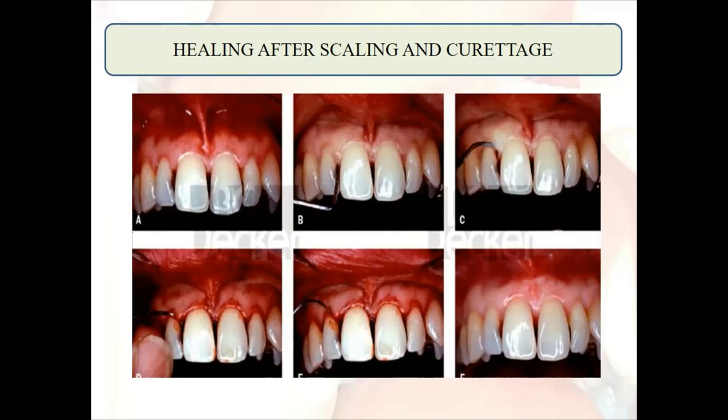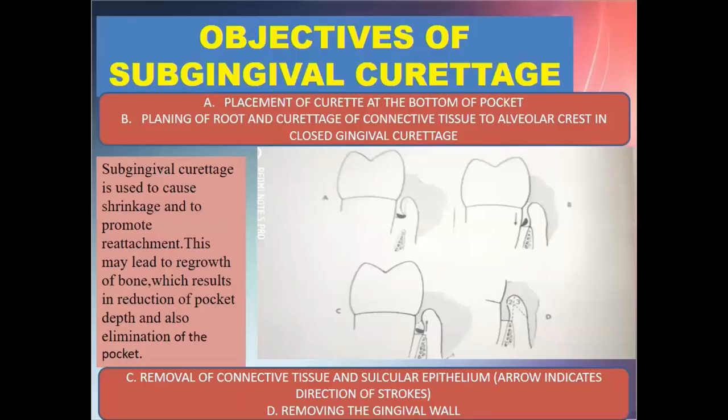And as you can see, the result after around a month, the whole normalcy of the gingiva in terms of surface texture, consistency, and contour, everything has been regained, and even the color has become normal, which is pale pink. So basically, the objective of subgingival curettage is that the curette is used to shrink the pockets and to promote the reattachment procedure, and this may lead to the regrowth of the bone, which results in reduction of the pocket depth and also elimination of the pockets.